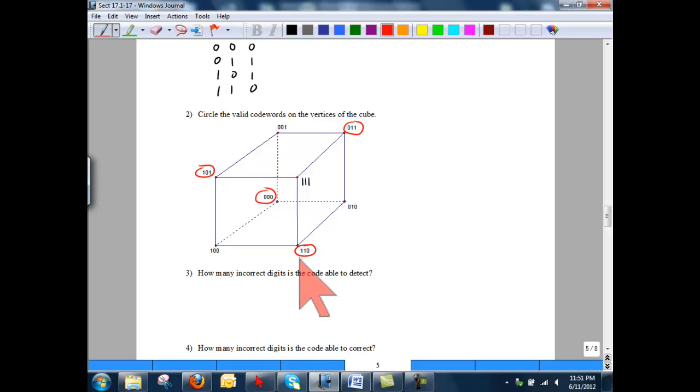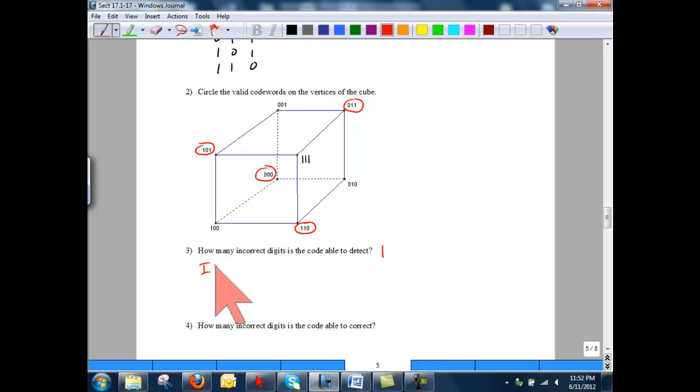What if 2 bits were flipped? Say the 1 at the beginning got flipped, and then the 0 at the end got flipped. And so now I would end up here. Is that a valid code word? Yes, it is. And so the receiving computer would not be able to tell that an error was made, that this was what was actually transmitted, but that 2 bits along the way got flipped and I ended up here. So how many incorrect digits is the code able to detect? It's able to detect 1, and only 1.